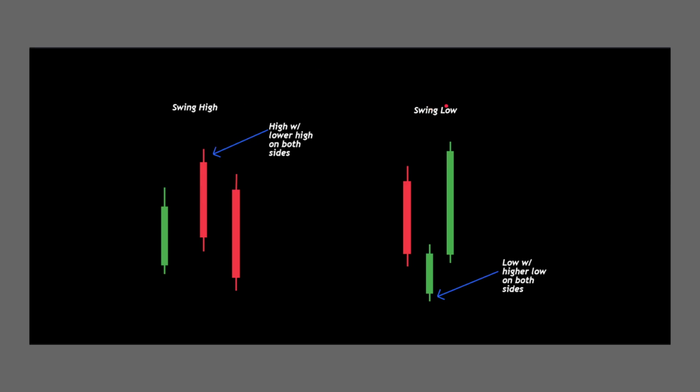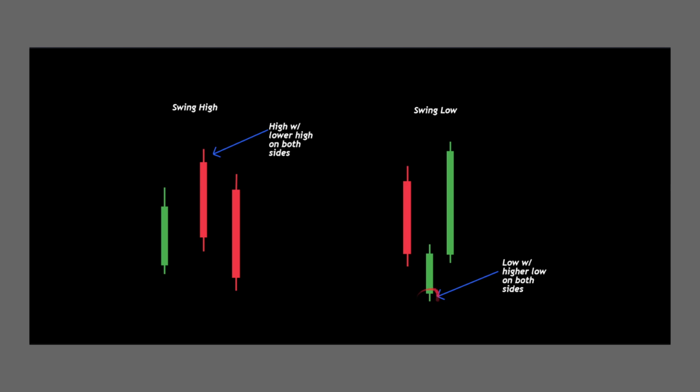On the other side of this equation is the swing low. Let's imagine we're coming from some sort of higher point. Price is coming down. We reach an extreme low observed here. And then on the next candle, we move upwards. So here is a low with a higher low on both sides.